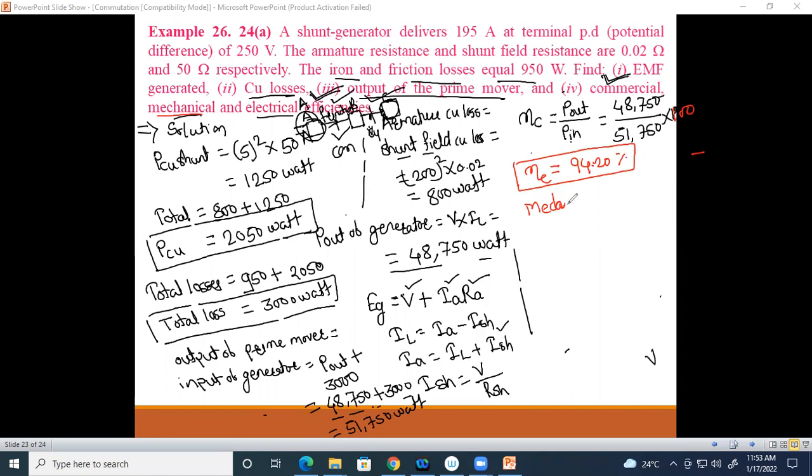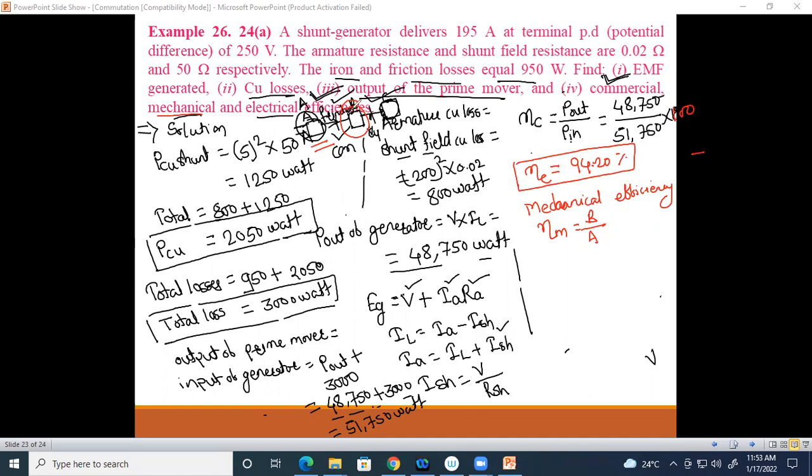Mechanical efficiency. What is the formula for mechanical efficiency? Eta m is equal to B divided by A or C divided by B? B divided by A, sir. B divided by A is nothing but power developed in the armature divided by the output of the prime mover, or input of the generator.